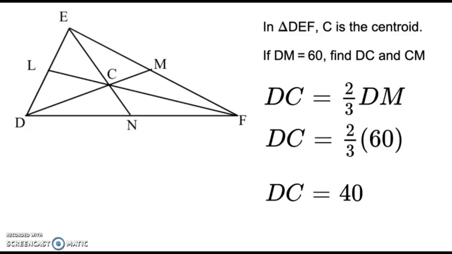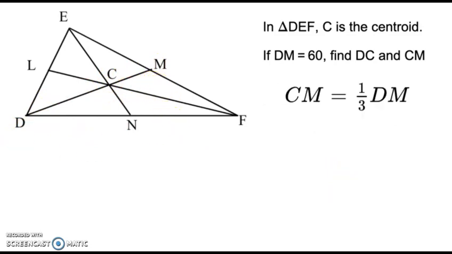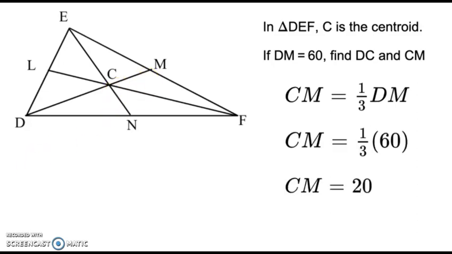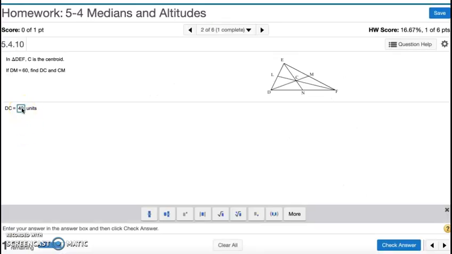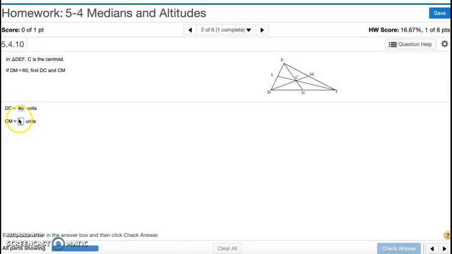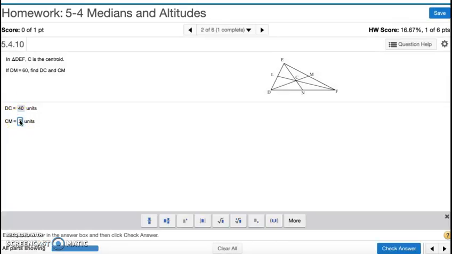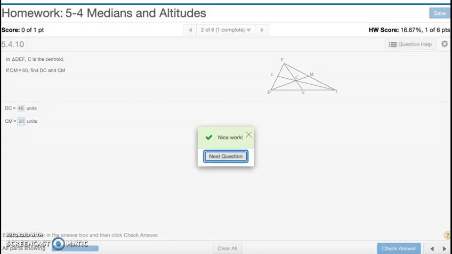Now to find the length of CM, you can either just subtract 40 from 60, because DC plus CM equals DM, or you can multiply 1/3 times DM, since CM is 1/3 of it, which will still give you 20. So CM equals 20. So let's type that in. So DC is 40, and CM is 20. And that's number 2.